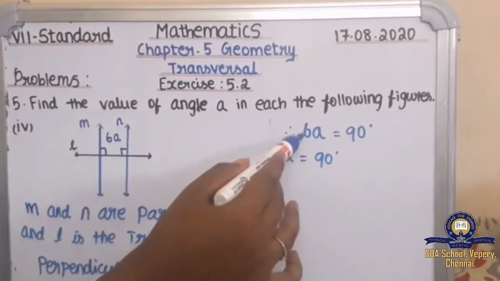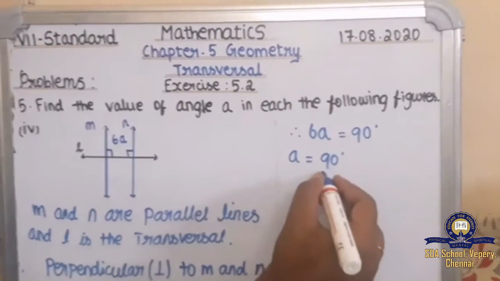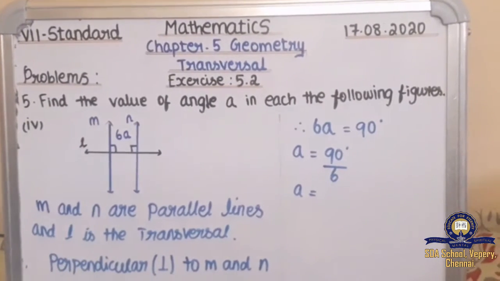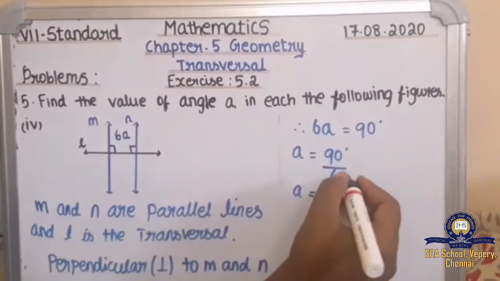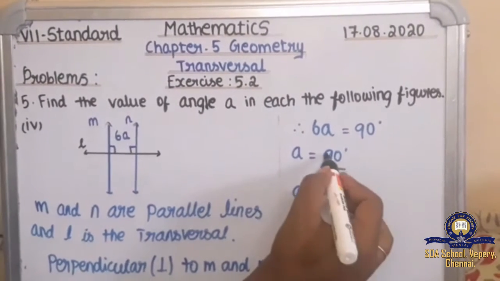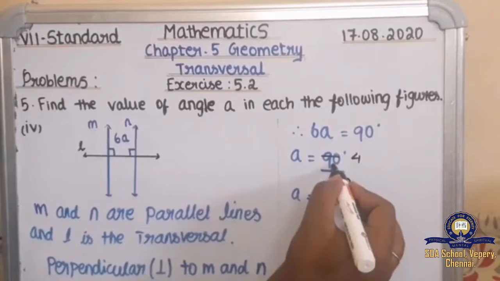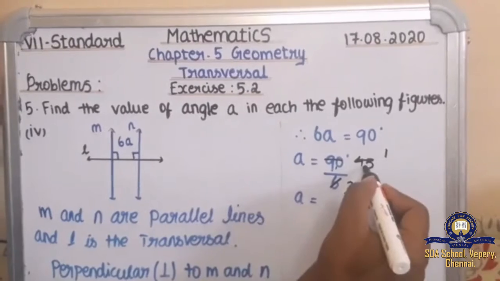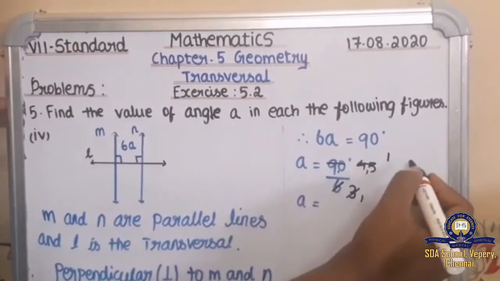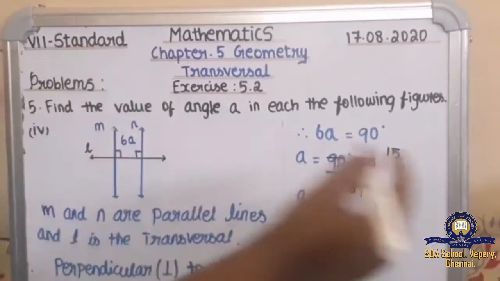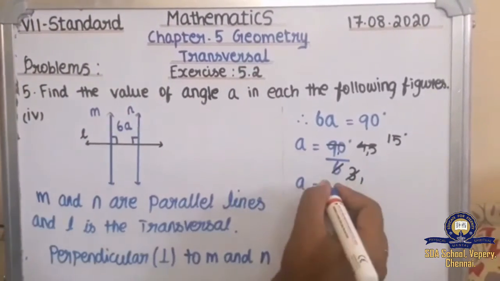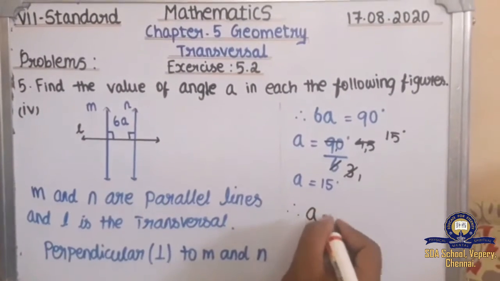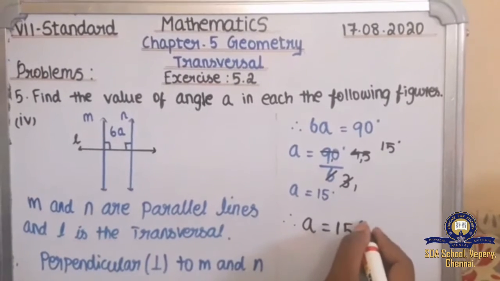6 is in multiplication. When it goes to the other side, it will become division. Therefore, when we cancel, we get: 3 2s are 6, 4 2s are 8, plus 1, 5 2s are 10, and again 1 3 is 3, remaining 1, and what is the value here? 5 3s are 15. Therefore, we get angle A is equal to 15 degrees. Therefore, we find the value A is equal to 15 degrees.